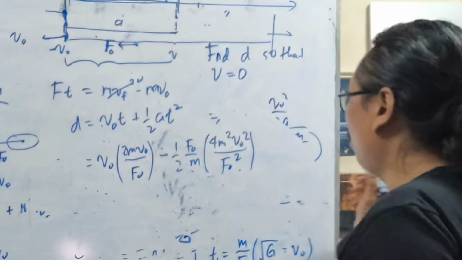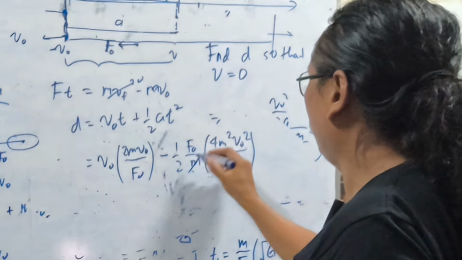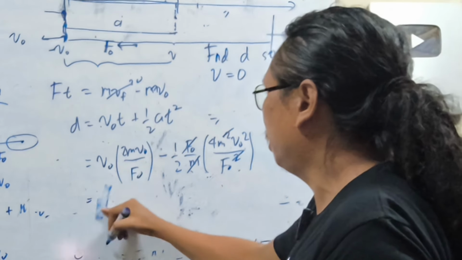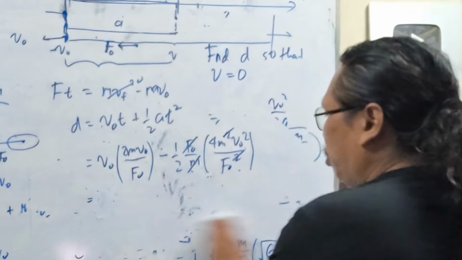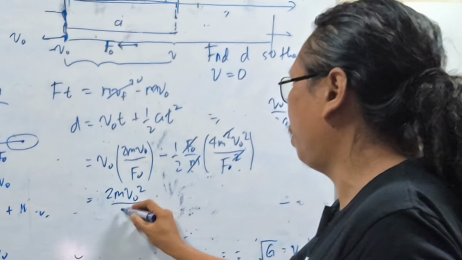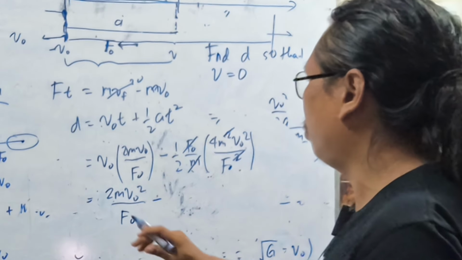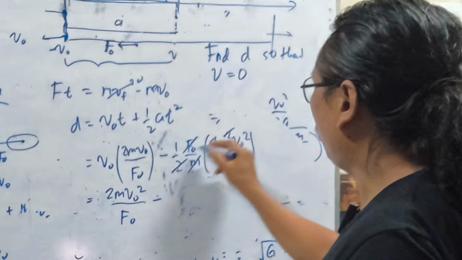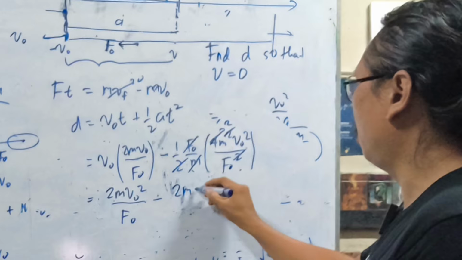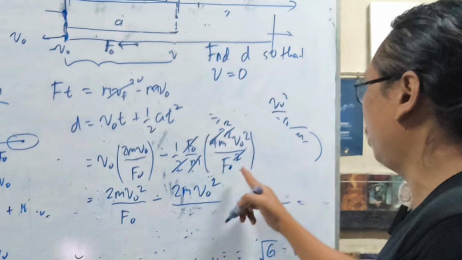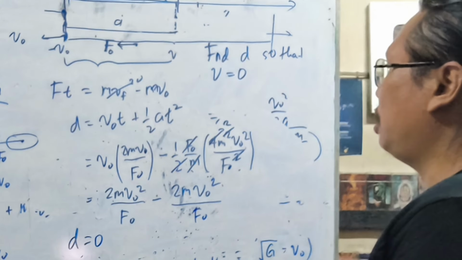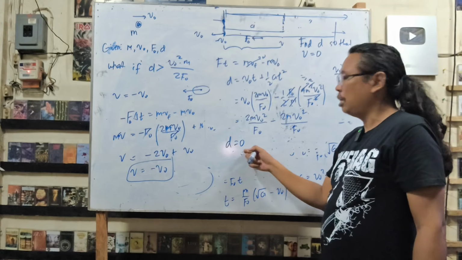So the m squared cancels out, and this term right here becomes 2m v naught squared over F naught, minus, now you have 4 over 2, so it becomes 2, 2m v naught squared over F naught. And as you can see, this is 0. The total displacement is 0.